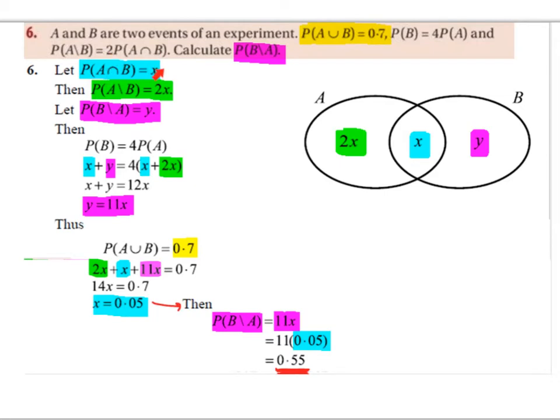So if the intersection is X, then twice the intersection is twice X, which is 2X. We're going to let the probability of B less A be equal to Y. So if this is set B, then B less A is all this section here. So this is going to be Y. Again, you can pick whatever letters you want, so long as it's not X if you've already used X. So the probability of B less A is Y, and that's what we're actually trying to calculate.